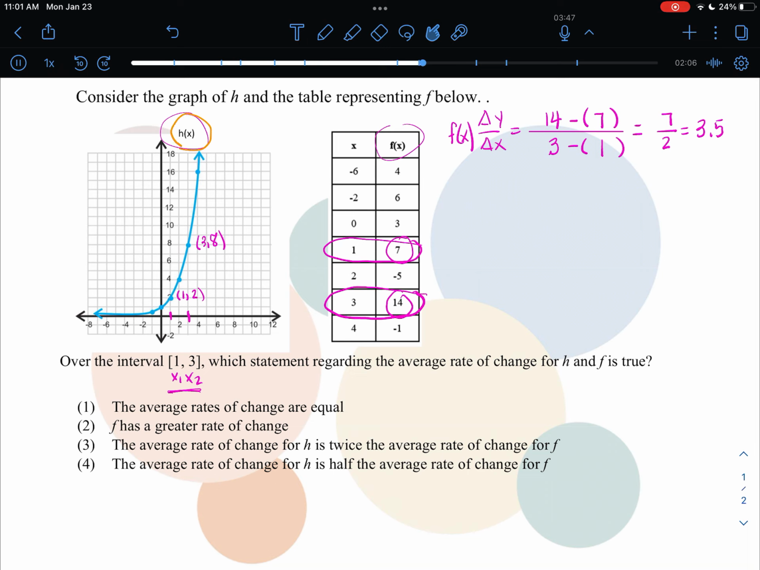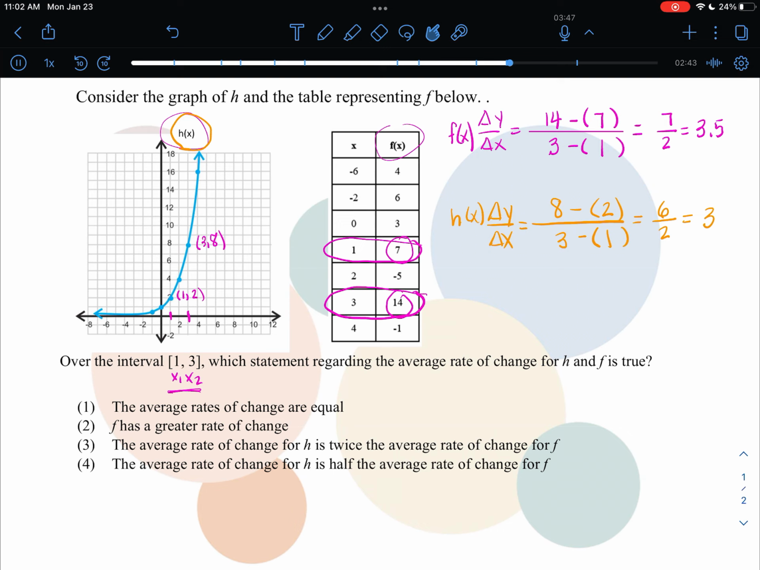Looking now at my h of x function on the graph, I'm going to set that one up, and it's going to be the change in y over the change in x equals, and again, I'm going to isolate those second values just in case I'm subtracting any negative values. And this is again over the interval [1, 3], which is going to be 3 minus 1. Finding the corresponding y values, I'm going to put in 8 minus 2, which is going to give me 6 over 2, which is the rate of change of 3.